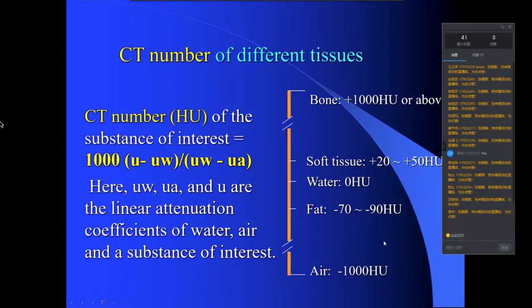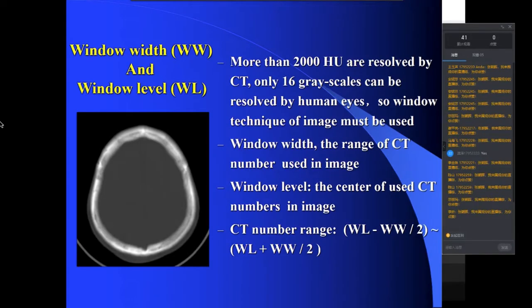More than 2000 Hounsfield units are resolved by CT, due to its very high density resolution. However, only 16 gray scales can be resolved by human eyes. So windowing techniques must be used to change the appearance, including the brightness and the contrast of the image, so that the target structures can be highlighted.